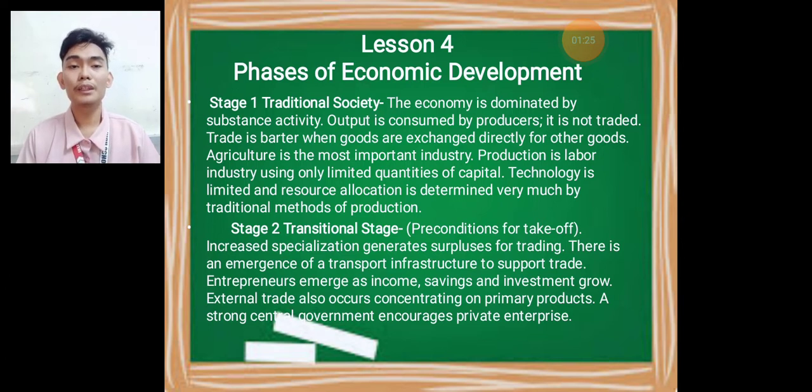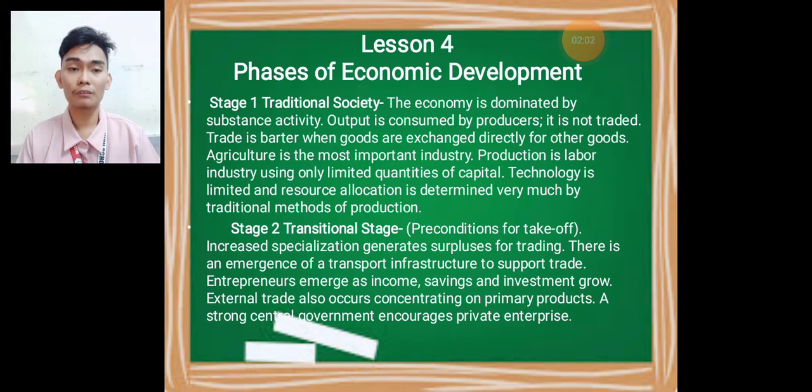The next stage will be the transitional stage. Increased specialization generates surpluses for trading. There is an emergence of transport infrastructure that supports trade. Earlier we discussed that the traditional society does not involve money or transportation. But since we are in stage 2, our economy develops and transforms, wherein there is also the applicability of transportation.